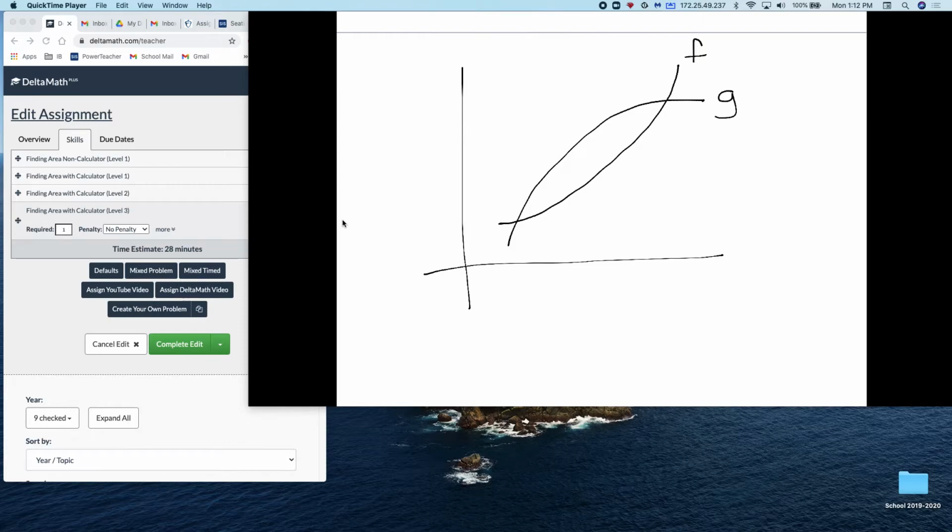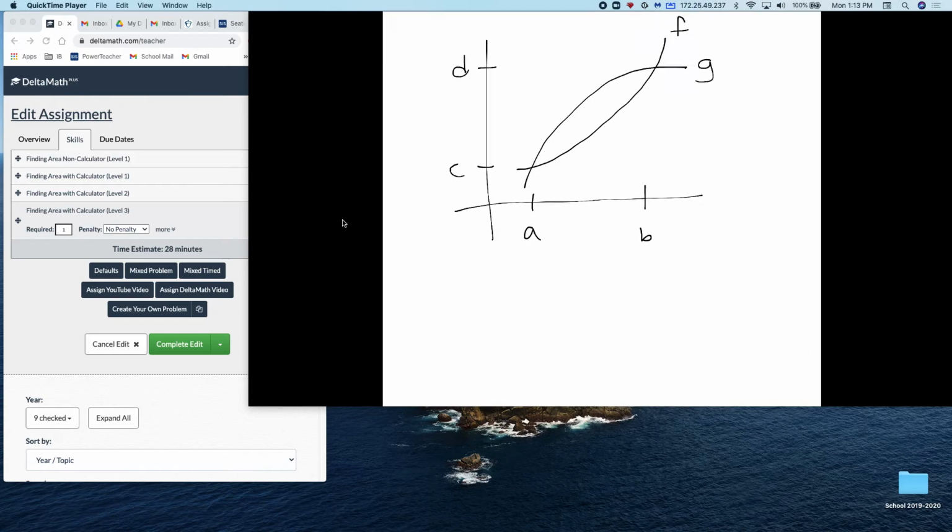It's important that you note, one way to find the area is from A to B, another way would be finding the area between the curves from C to D. But you have to be careful. This area that's between these two curves, this space right here, we can find in one of two ways. We can either find it when we have equations in terms of x, or equations in terms of y.